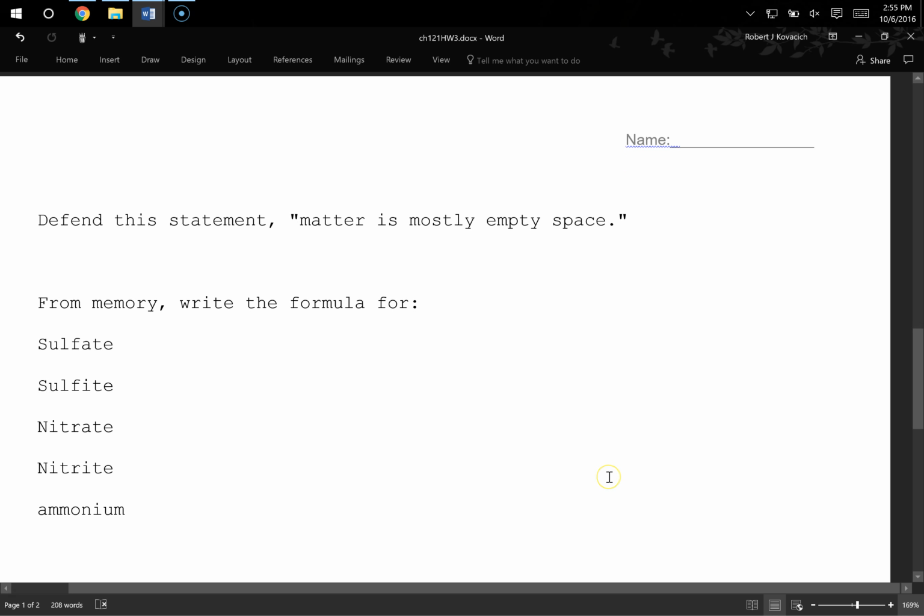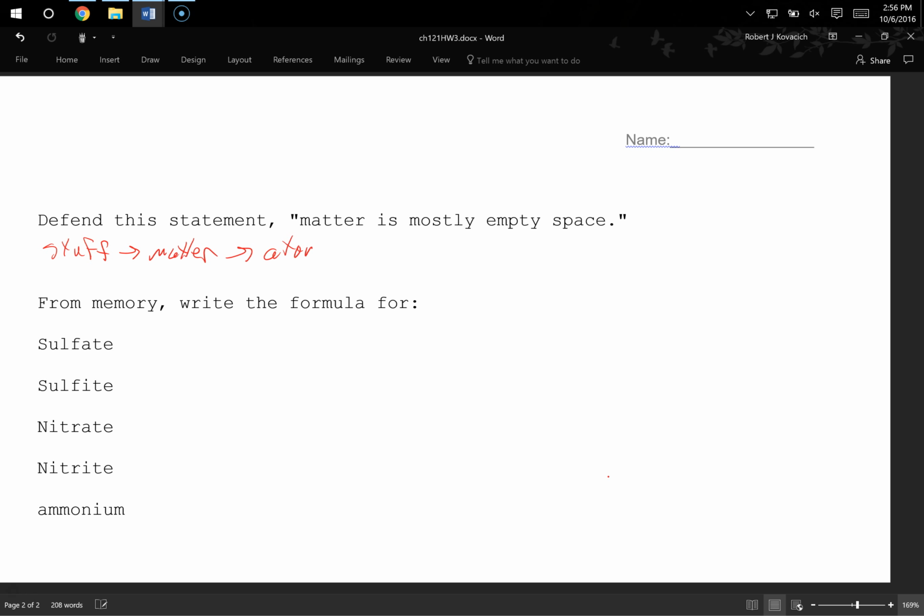How about this one about empty space? How do you defend that? Anybody who's like, I'm not empty space, I'm stuff. Yeah. Matter made of atoms. Okay, so stuff is matter. Matter is atoms. And the mass, where's the mass in an atom? In the nucleus.